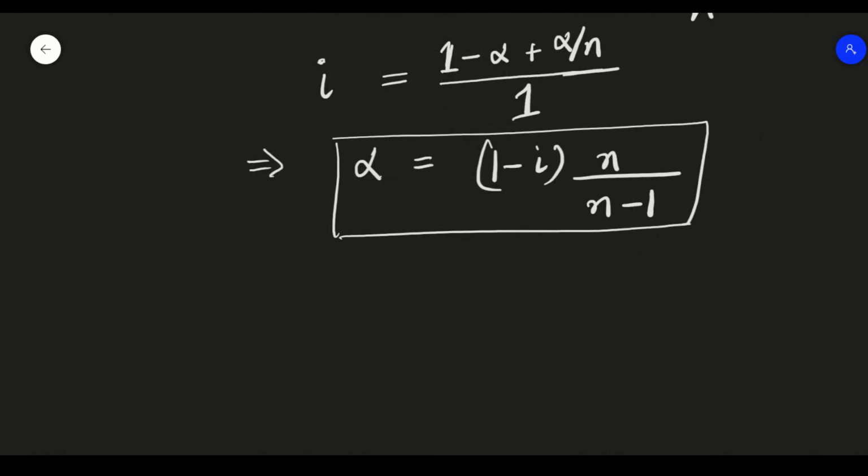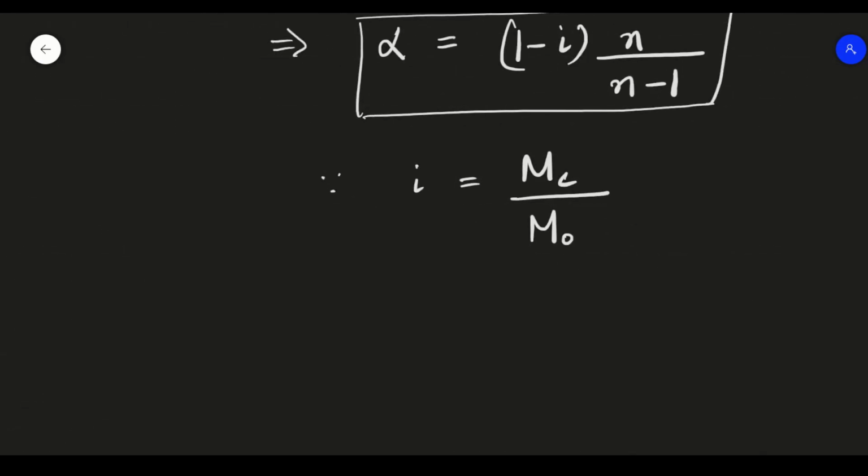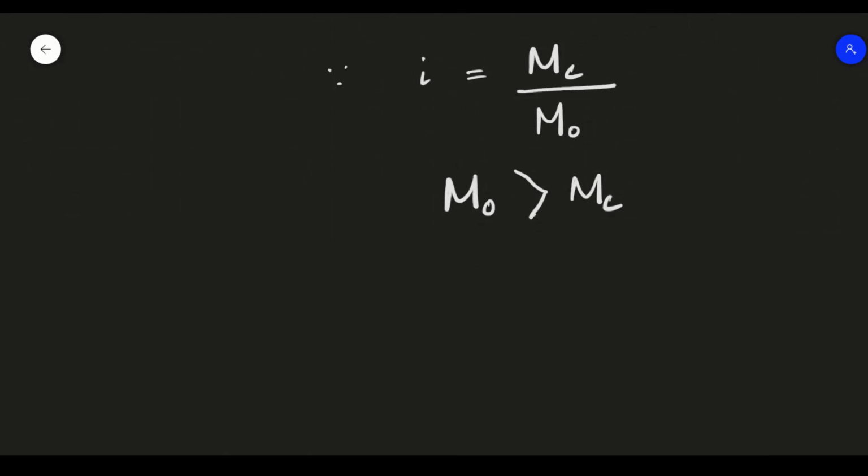Now, we also need to remember that since i is equal to the calculated value of molar mass divided by the observed value of molar mass, and since the solute undergoes association, the observed value of molar mass will be greater than the calculated value of molar mass. So in this case, when a solute undergoes association, i will be less than 1 according to this relation.